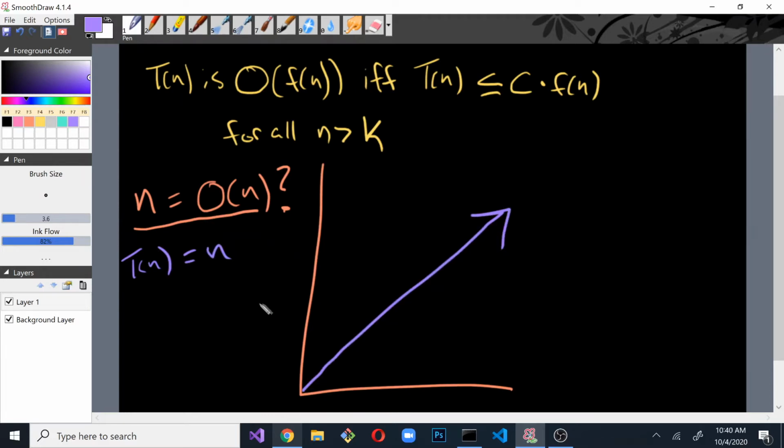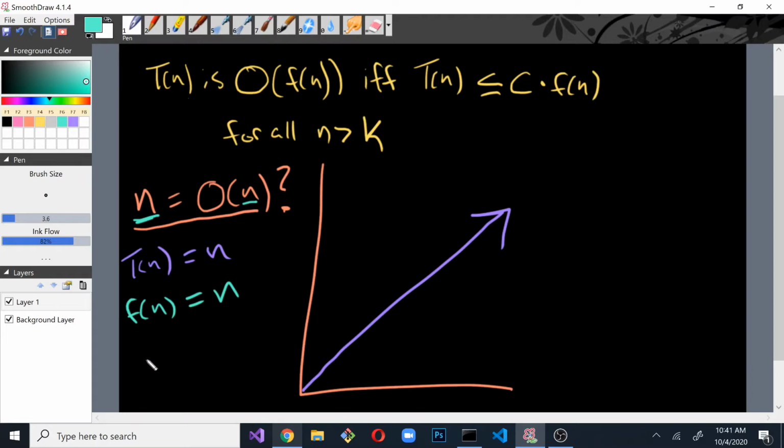It's a straight line. Again, looking at this definition, T of n is O of f of n if and only if T of n is less than or equal to some constant c times f of n. So in this particular case, our T of n is this left side right here, n, and our O of f of n is going to be this n right here. So f of n is going to be n. It's a little confusing because they're both n, but here's where we're asking ourselves, is T of n less than or equal to c times f of n?